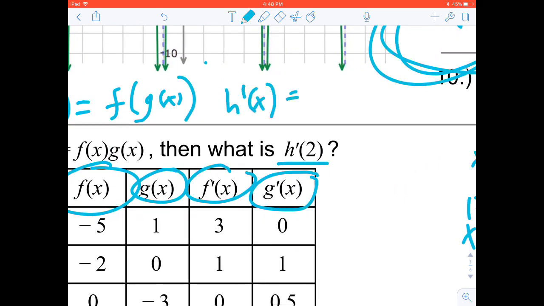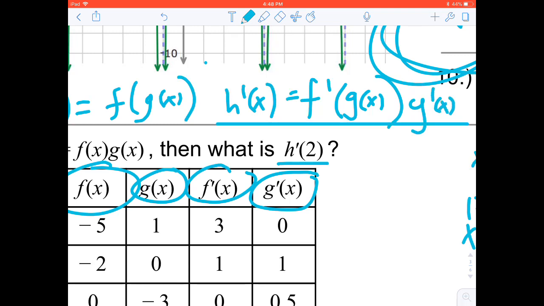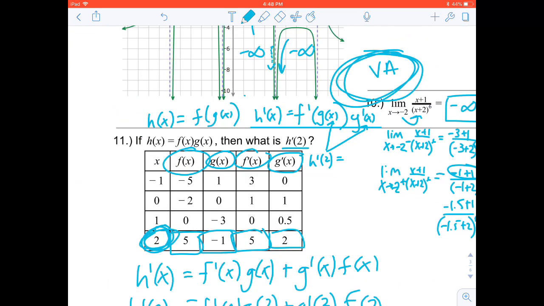The chain rule says you've got to take the derivative of the outside but keep the inside, times the derivative of the inside. So this is me applying the product rule, and then you would do the same thing if we're trying to find h prime of 2. Then you would plug in 2 there and 2 there, and then just find the values from the table.